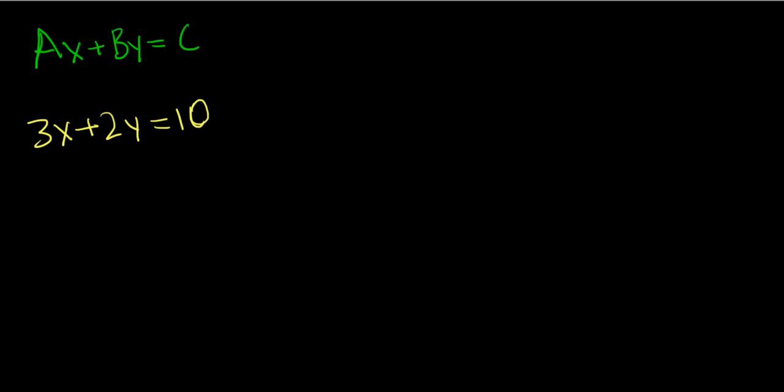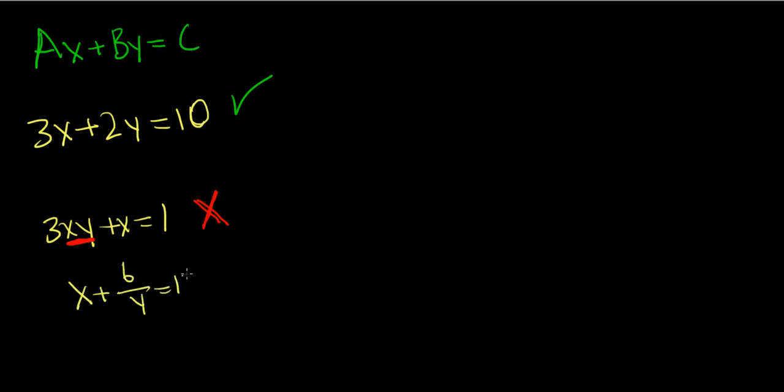Now we're going to show you a couple examples of equations that are not linear. Here we have 3xy plus x equals 1. This equation is not linear because x and y are being multiplied, and this is not something that fits into standard form. Okay, now we have x plus 6 over y equals 12. This equation is not linear because y is in a denominator.